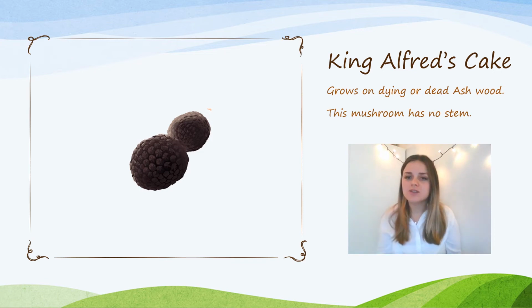Now this is a special kind of mushroom as it does not have a stem. All of the components of the mushroom are still there. So it still has its gills, it still has its spores, it still has the mycelium linking it to the tree, but it doesn't actually have a stem. So it's a very special kind of mushroom if you're able to find it.